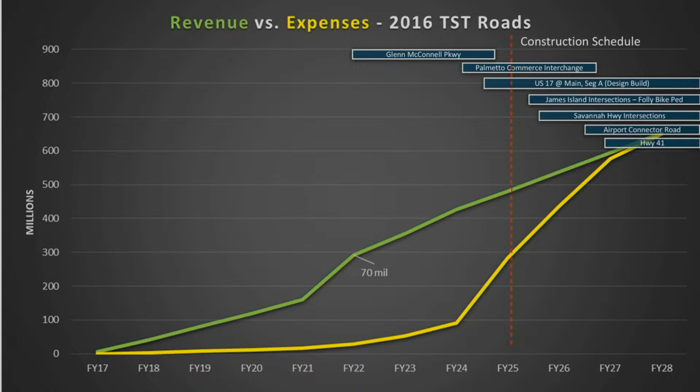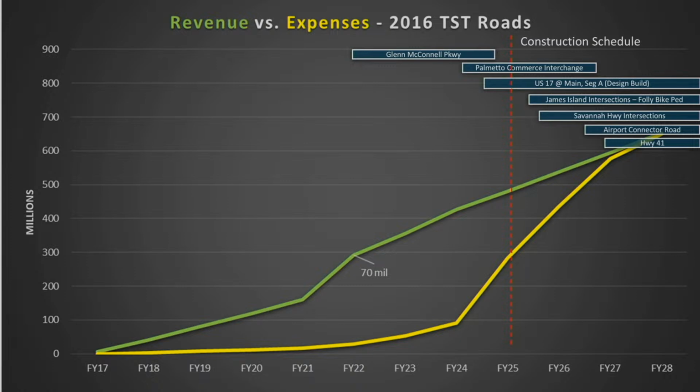I wanted to highlight that because watch that yellow line when we move to FY 26, 27. You see how it's exponentially jumping. That's because we've got so many projects getting ready to go into construction, and projected to go into construction. Palmetto Commerce is underway, and Main Road Segment A, the largest project ever undertaken by Charleston County, is going underway. We're about to see a lot of movement there, a lot of expenditures, a lot of building. The James Island intersections are going out for bid, so Savannah Highway, Airport Connector Road, and Highway 41 are coming up.